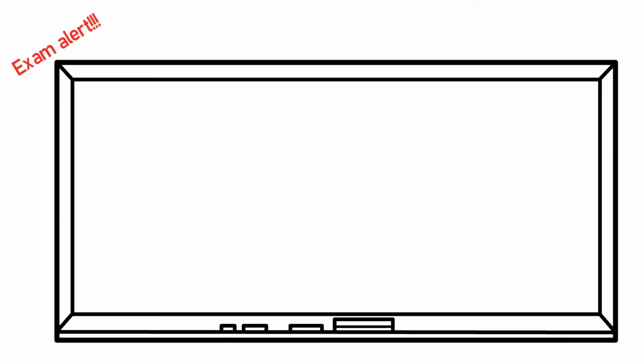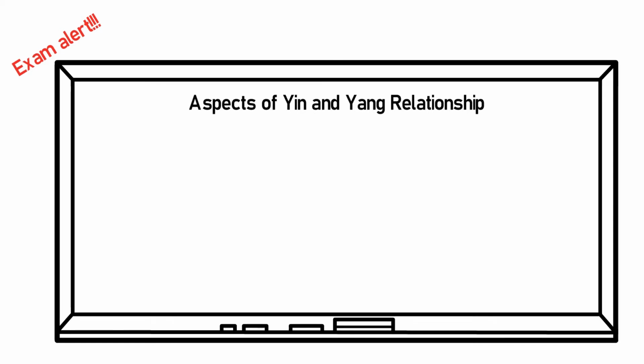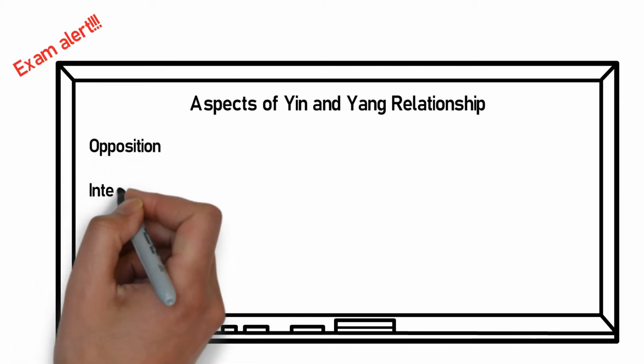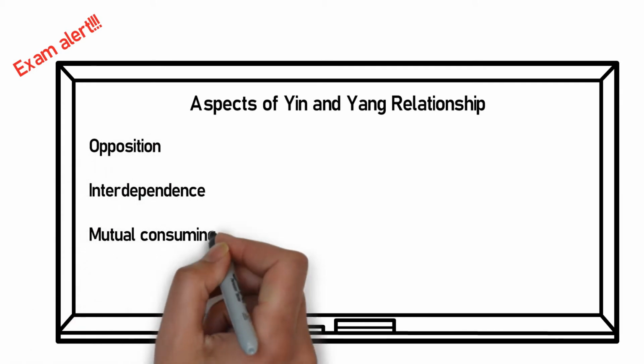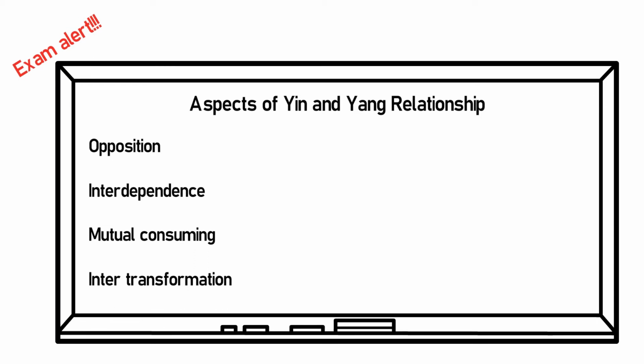Now, aspects of the Yin and Yang relationship are very important for your exams. They will probably be on your boards, and they will probably be on your acupuncture exam if you're having an exam about Yin and Yang. So pay attention to this. You have opposition, interdependence, mutual consuming, and inner transformation.